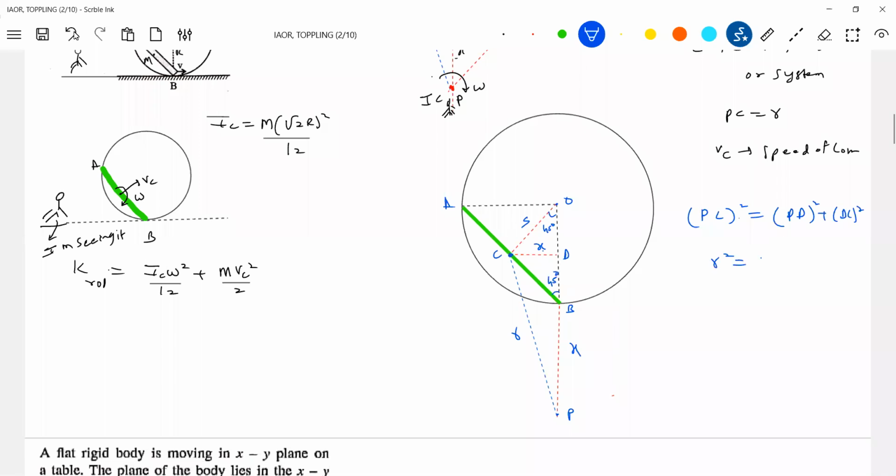What is PD? We don't know this. So this will be Y plus X whole square. And DC is what? Two things are there. Y1, X1. I'm changing symbols because many symbols are there. So Y1 plus X whole square plus X1 square. Now take help of all the available data.